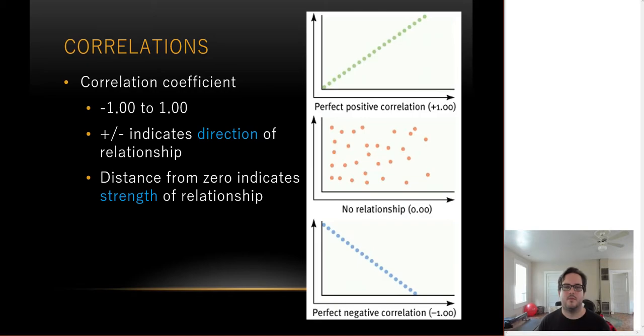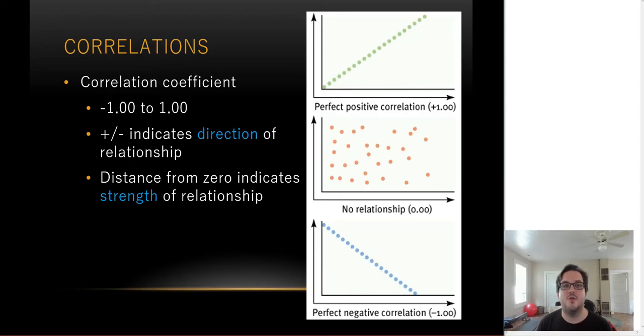Okay. So we start at 0. 0 means no association. Those two variables are not related. Closer to 1, you have a stronger positive correlation, where when one variable increases, the other one also increases. And if it's closer to -1, as one variable increases, the other one decreases.